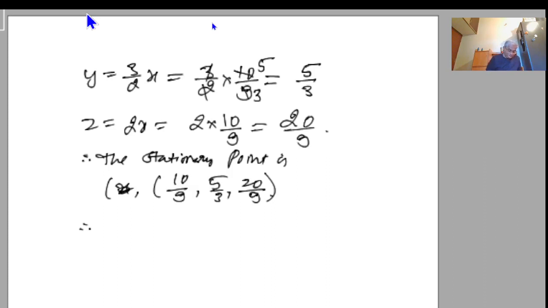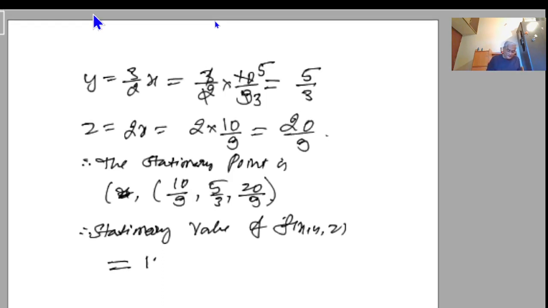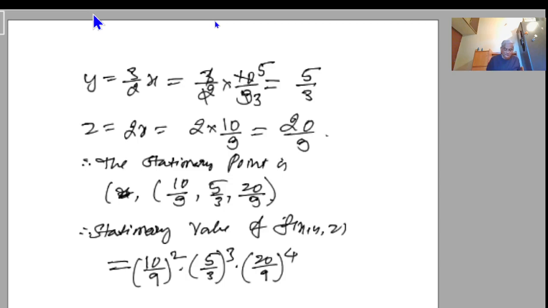So therefore, stationary value of f(x,y,z) is equal to, what is my f here? f(x,y,z) is x square y cube z raised to 4. x square is 10 by 9 square, y cube is 5 by 3 cube, z raised to 4, that is 20 by 9 to the power of 4. So this is the stationary value. Okay.